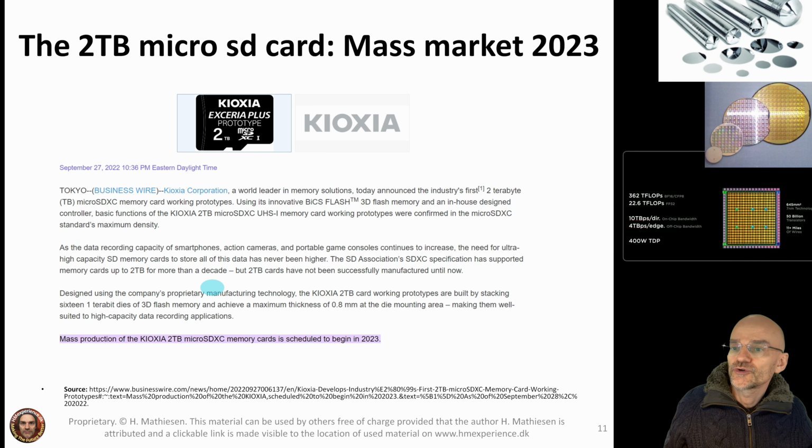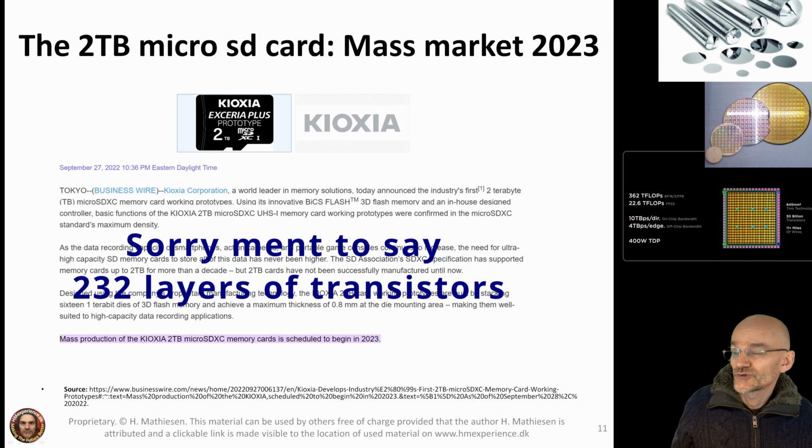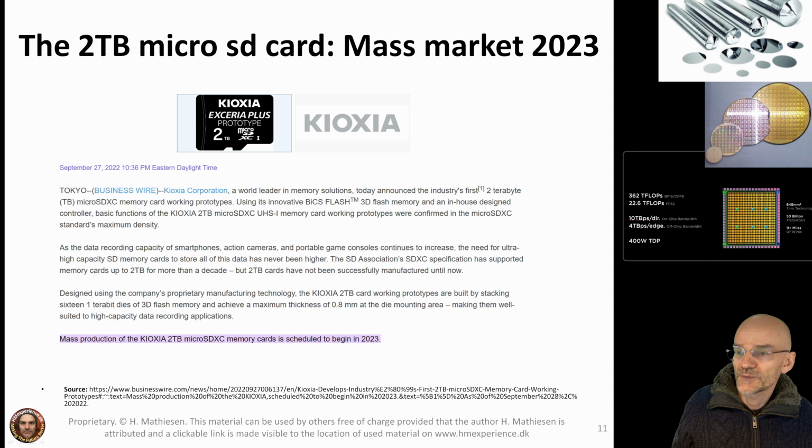I wanted to show you that data storing chip that I talked about in slide 6 above, and what kind of product it will end up in. There'll be a 2 terabyte micro SD card for the mass market in 2023, where you can actually get that chip, because that micro SD card will have this chip from Micron in it. And it has these 16 dies on top of each other, each with 256 layers of transistors for memory storage. And it's actually no thicker than 0.8 millimeter at its thickest point.